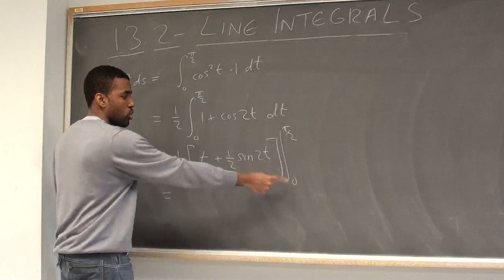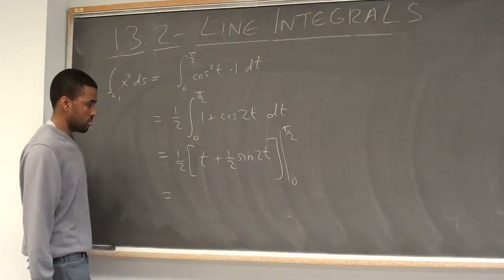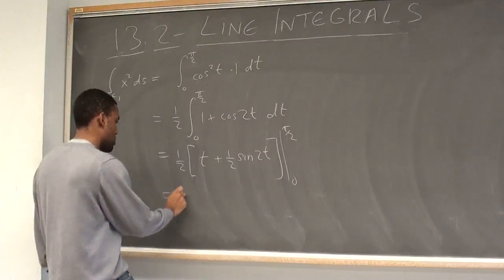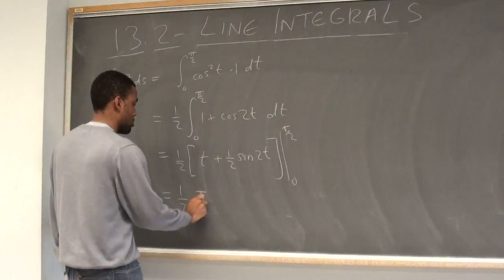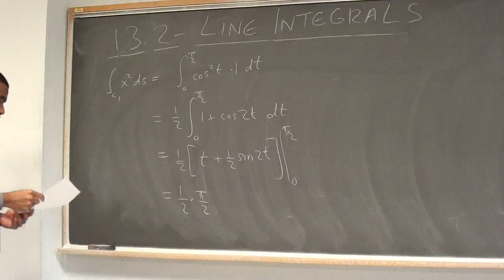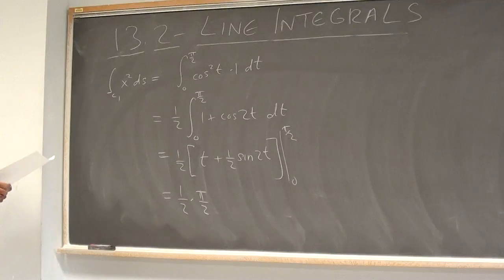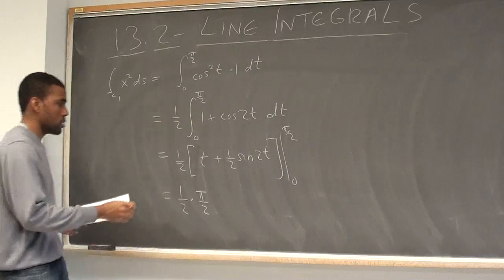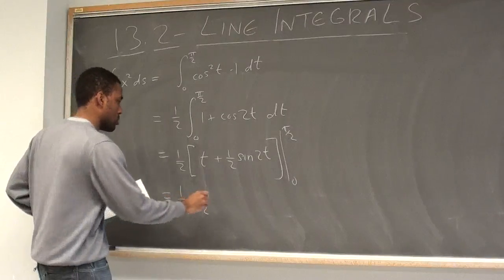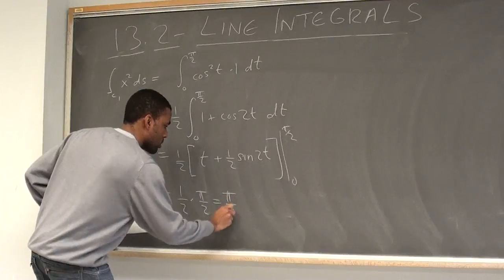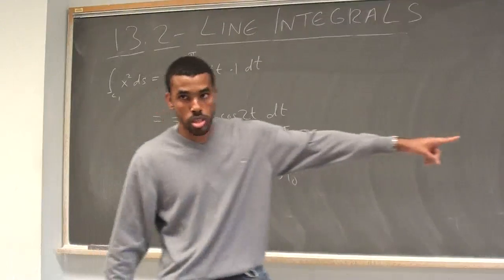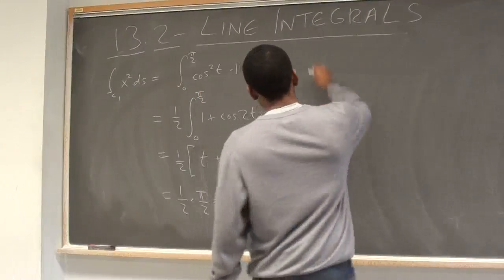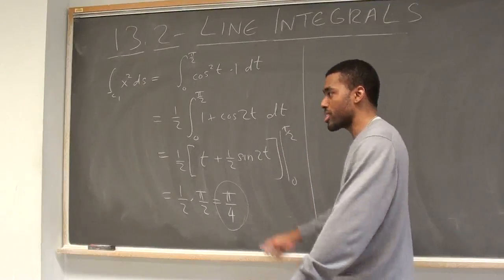Obviously, you plug in pi over 2 or 0 into this, it dies, so this guy is the only guy that matters, and it's going to be this times 1/2. So we have pi over 4. But that's not the whole answer, that's just the answer for C1. Then you're going to have to do the whole process over for C2.